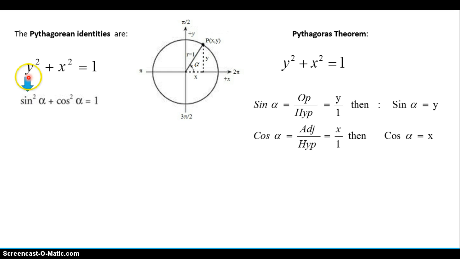But y to the second power is the same as sine to the second power of the angle, plus the value of x to the square is the same as the cosine to the second power, because we have x to the second power, and this equals the same as the value of 1. That's why this is called the Pythagorean identities. That is, sine squared plus cosine squared of the angle is the same as 1.